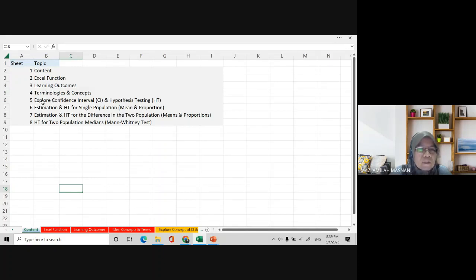And then the fifth is the exploration on the confidence interval and hypothesis testing, that will be on the concept. And number 6 is the estimation and hypothesis testing for single population, which include the mean and proportion. And the second one is for the two population that involve the mean and proportion. On Monday, we are going to see how we can perform the hypothesis testing for two population median. And for number 8, this one is specifically for data that are not normally distributed. So that's why we have number 8. So that will be under content for the Excel document.